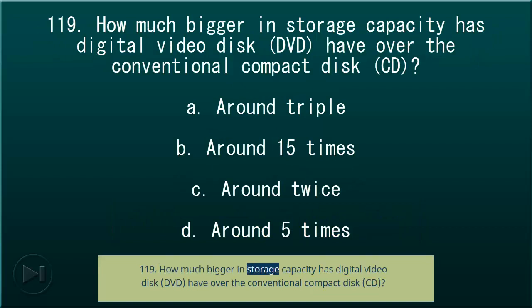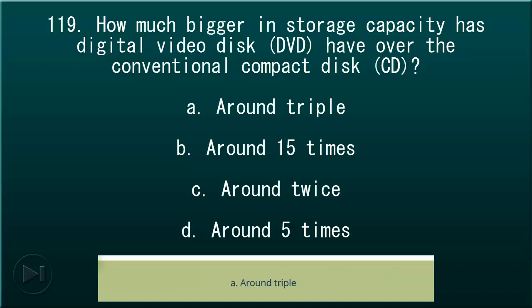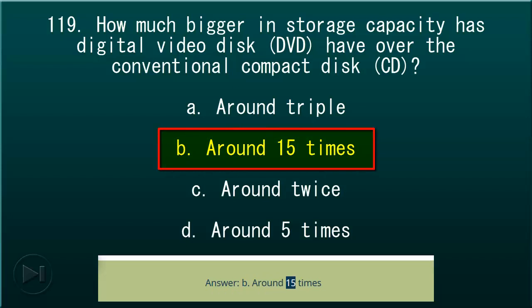119. How much bigger in storage capacity has digital video disc, DVD, over the conventional compact disc, CD? A. Around triple. B. Around 15 times. C. Around twice. D. Around 5 times. Answer: B. Around 15 times.